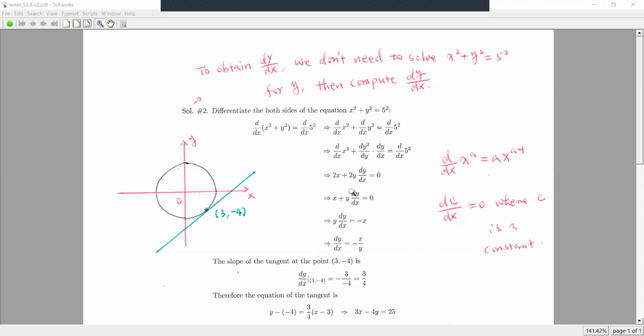Remember, we are looking for dy over dx. So we need to solve this equation for dy over dx. Move x to the right side, then we have this equation. Move y to the right-hand side, then we have this equation. So the derivative of y with respect to x is negative x over y.